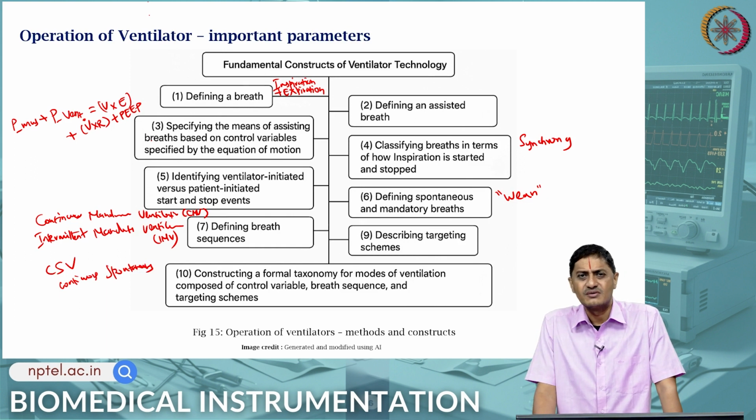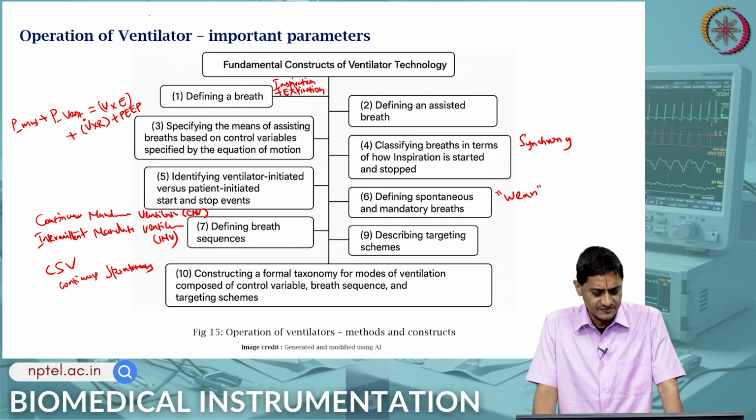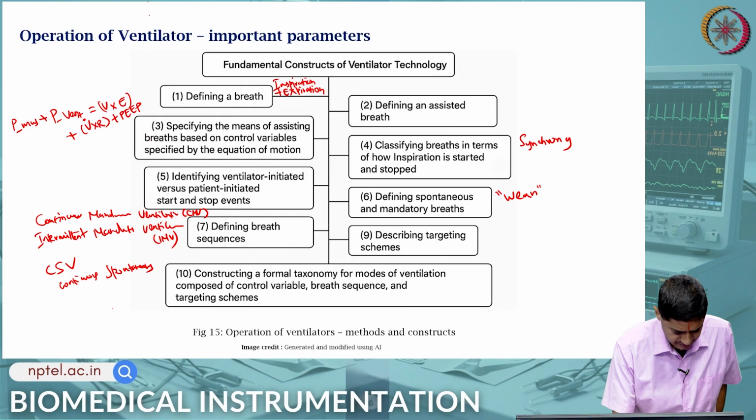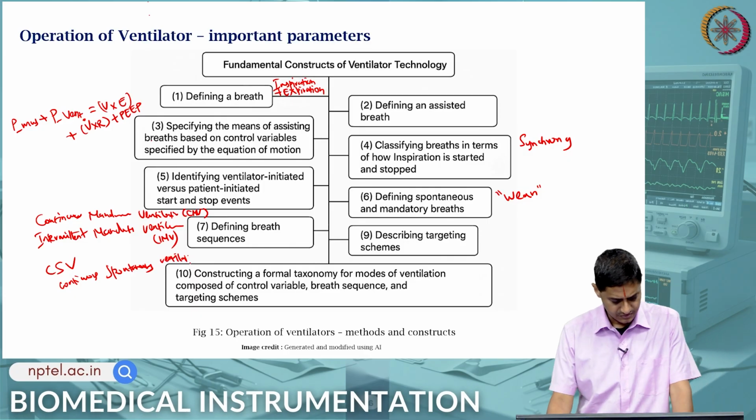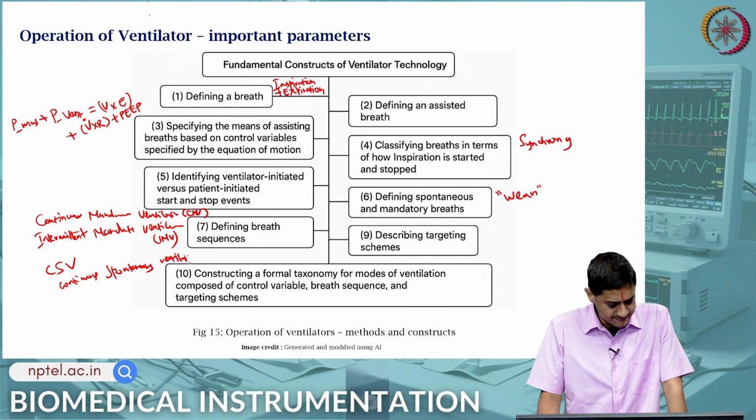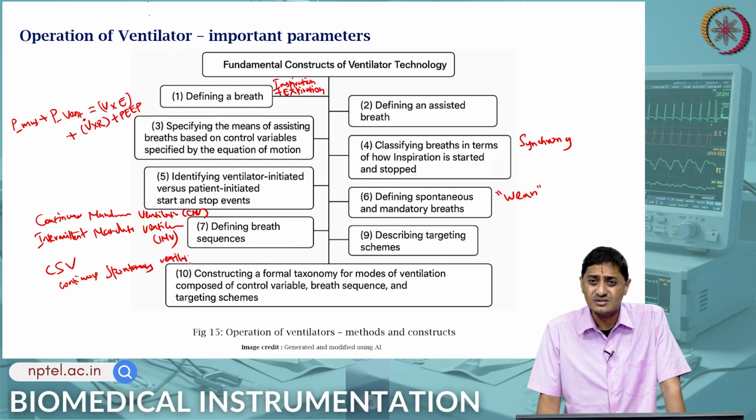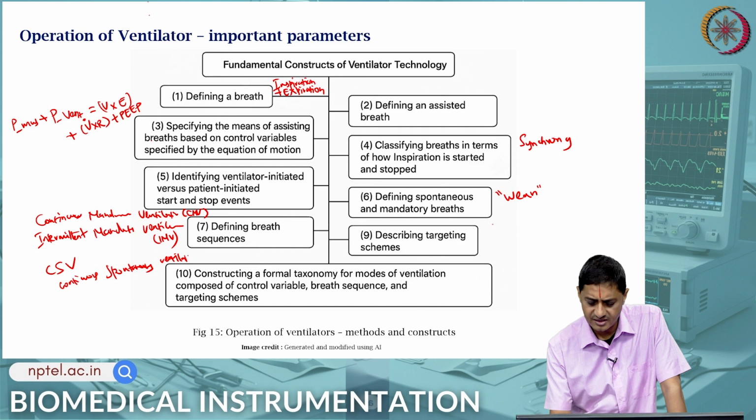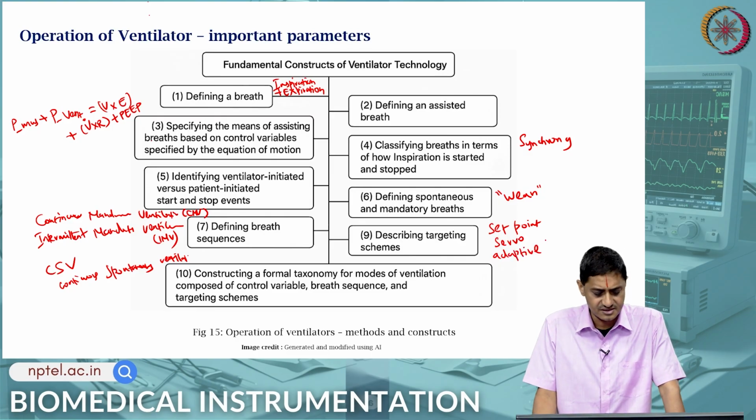And then you need to describe the target schemes. The other is to decide a target control scheme. This could be set point, could be some hybrid, or could be a servo, could be adaptive, etc. That is another thing that you need to decide.